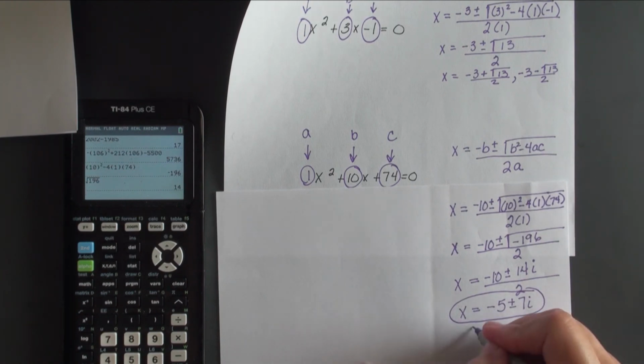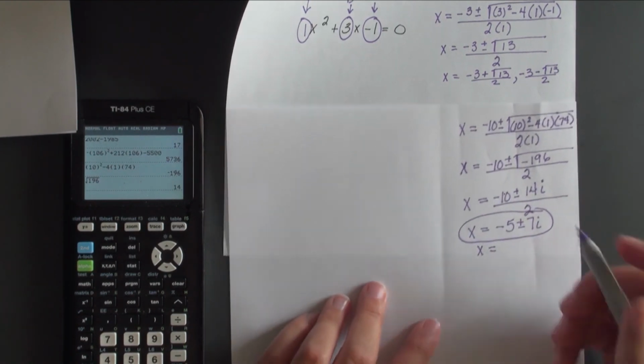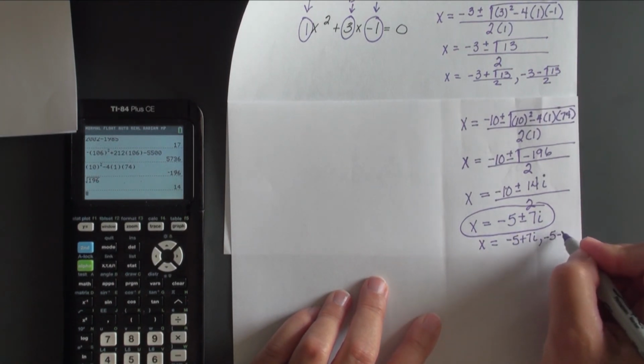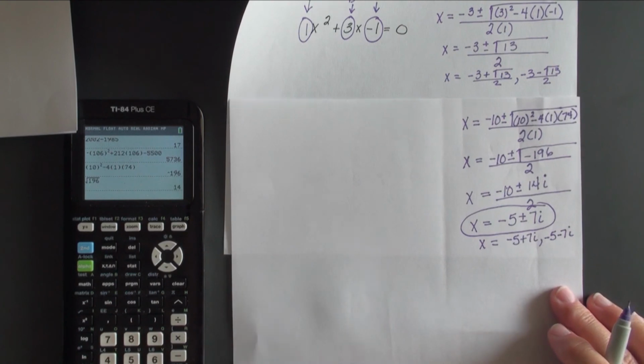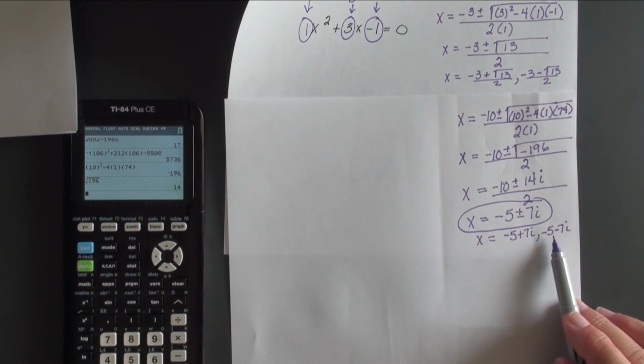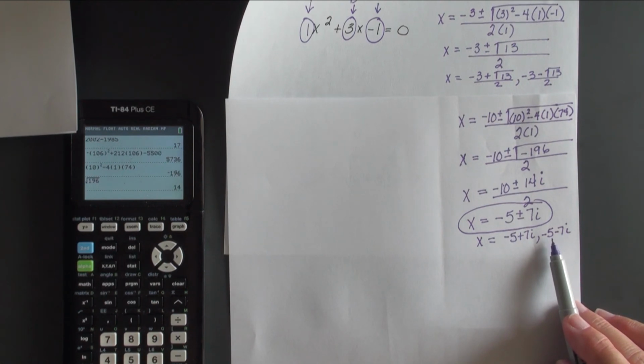And that could be written as -5 plus 7i and -5 minus 7i. Those are the algebraic solutions. For the graphic solution, you would see that you do not have any x-intercepts.